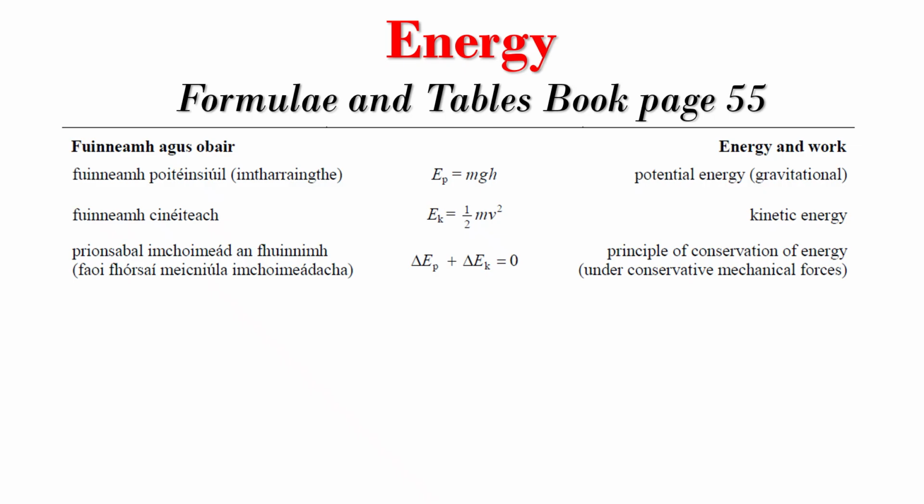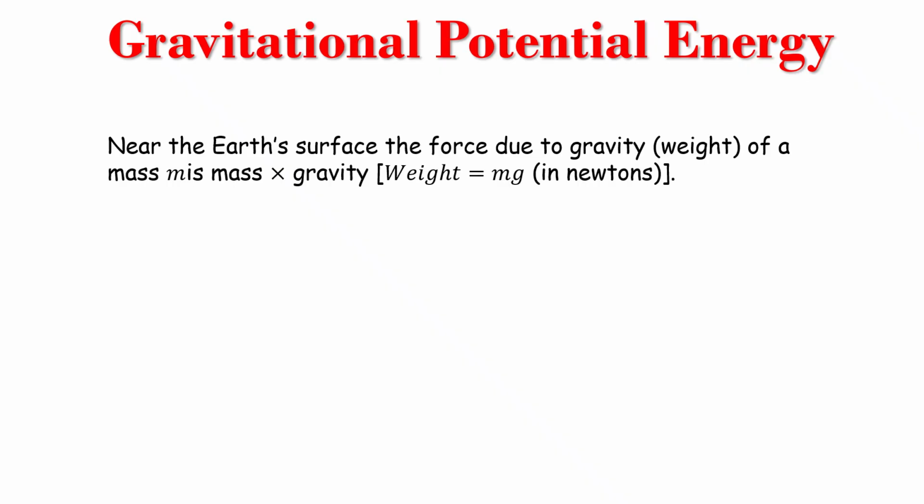In the same way, that h for our gravitational potential energy needs to be positive, but that's not usually an issue. The third thing we have here on our page 55 is the principle of conservation of energy. That's basically saying the change in potential energy plus the change in kinetic energy is equal to zero if, and this is a big if, energy is conserved. So there are very specific cases when energy is conserved. It won't always be the case, but if there are no extra forces acting on a system, then that will be true.